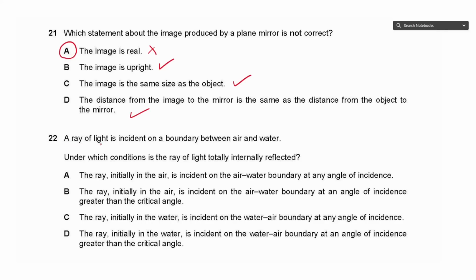Question 22 says a ray of light is incident on a boundary between air and water. Under which conditions is the ray of light totally internally reflected? Total internal reflection happens only when we are moving from a denser medium to a less dense medium. So initially in air, no. Initially in water, yes. And the ray is incident on the water-air boundary at any angle of incidence, or greater than the critical angle? It should be greater than the critical angle. So the answer here is D.